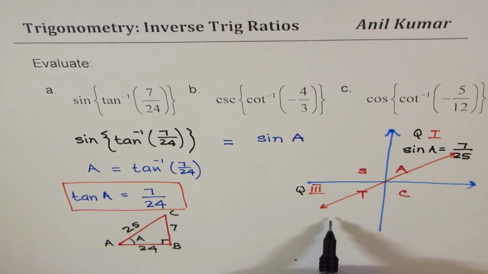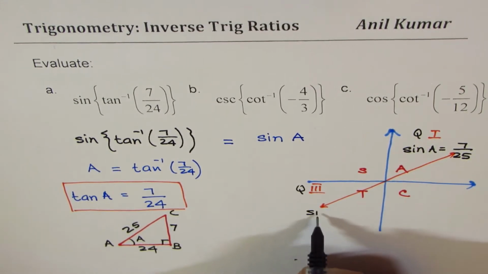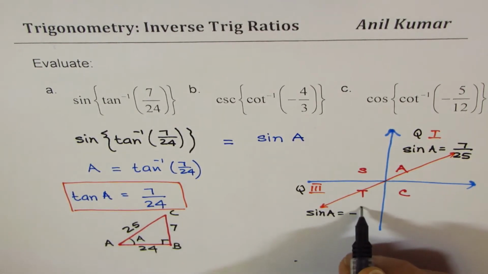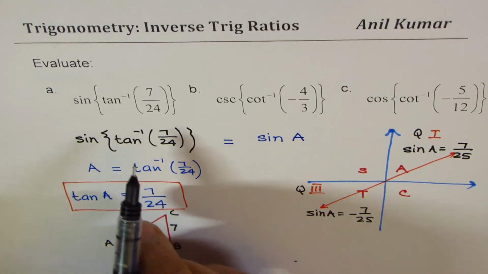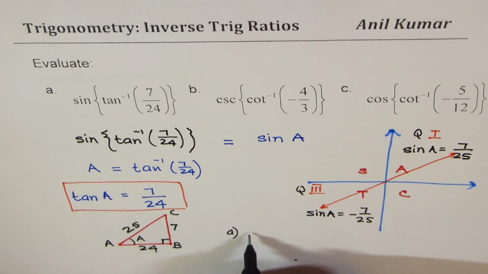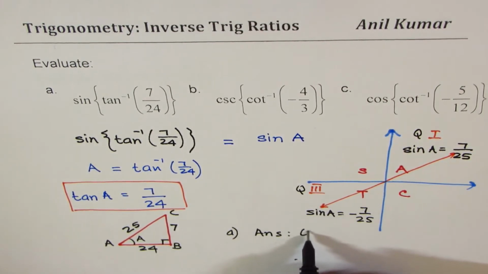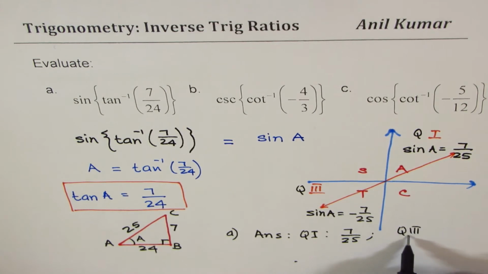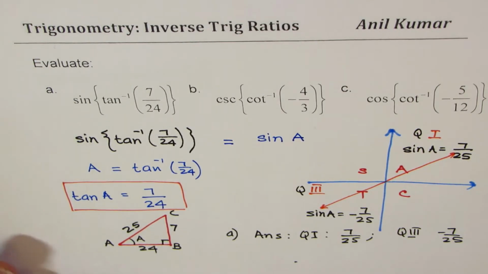However, if it is in quadrant 3, then the value of sine A is going to be negative 7 over 25. Does it make sense to you, right? So for part A, we have two solutions. Quadrant 1 gives you 7 over 25, and in quadrant 3, the answer is minus 7 over 25. Is that clear? So you have to keep in mind that all these questions could have two solutions.